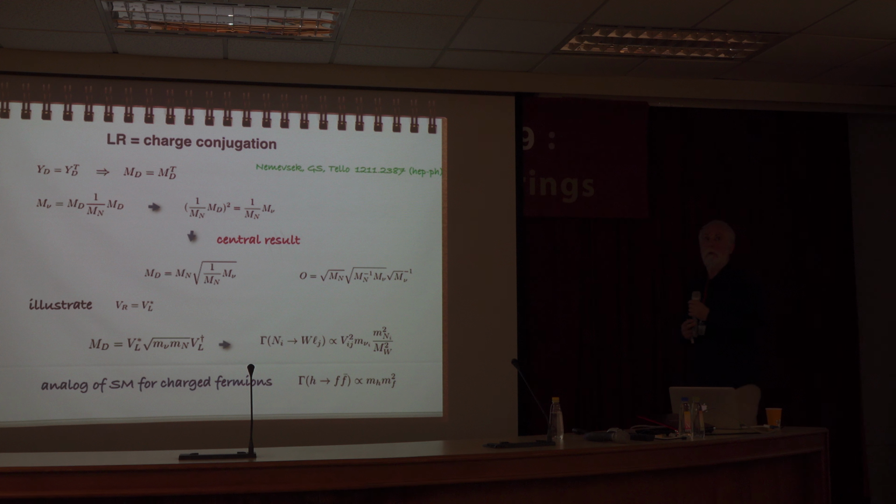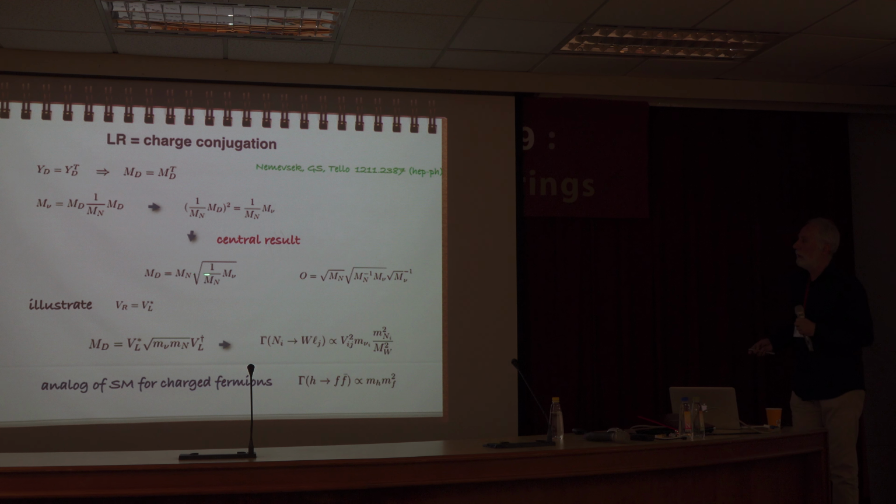Okay, now I'm about to finish, but this is maybe the most important slide. Remember what I said: if the left-right symmetry is charge conjugation, your Yukawa couplings have to be symmetric. If they are symmetric, the Dirac mass terms are symmetric. So in the seesaw formula, there is a sign here that I don't care about. The seesaw formula gets simplified, and it's obviously divided by M on both sides, and you get a quadratic equation for MD.